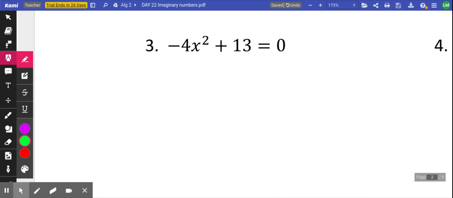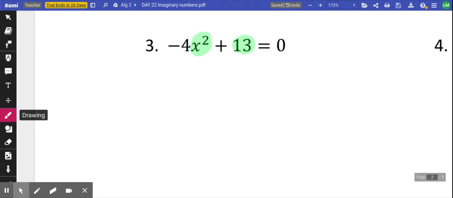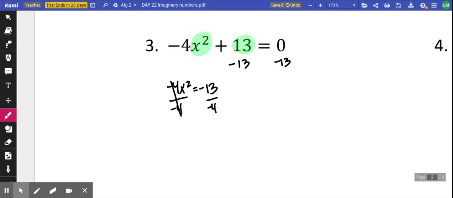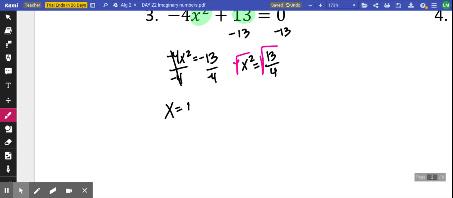Number 3, I notice I just have an x squared term and a constant, so we can solve this one by square rooting like we did number 1. I'm going to subtract 13, so we get -4x squared equals -13, divided by -4. x squared equals, a negative divided by a negative is just positive, 13 over 4. Let's undo that square by taking a square root of both sides. So I get x equals, don't forget that plus or minus, square root of 13 over 4.